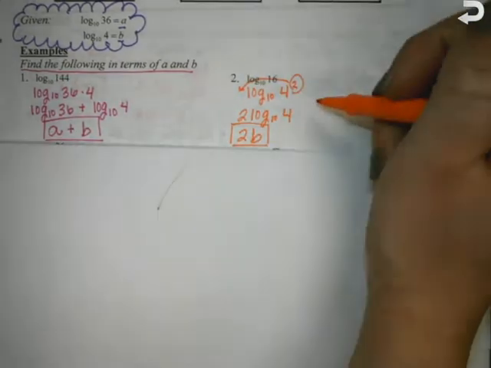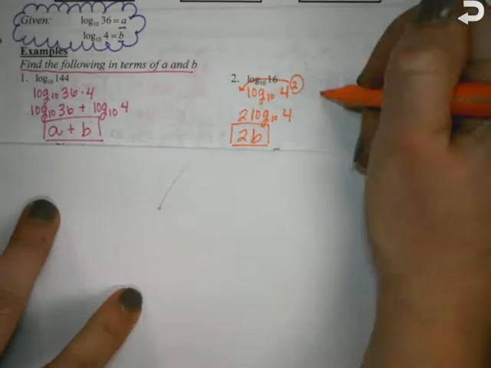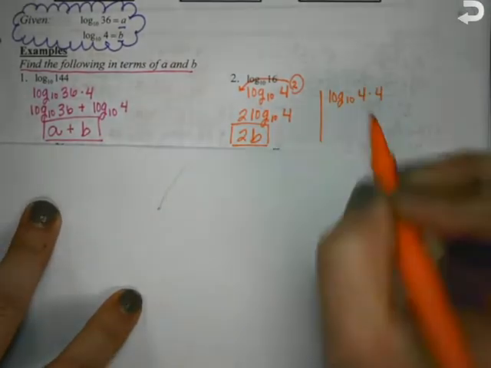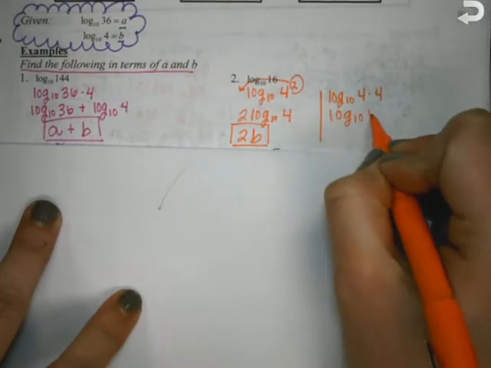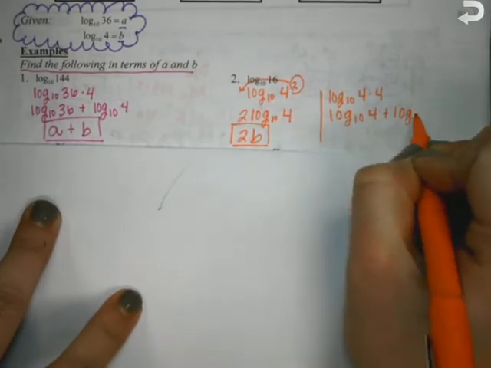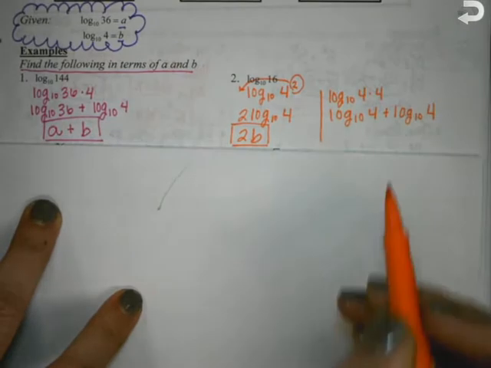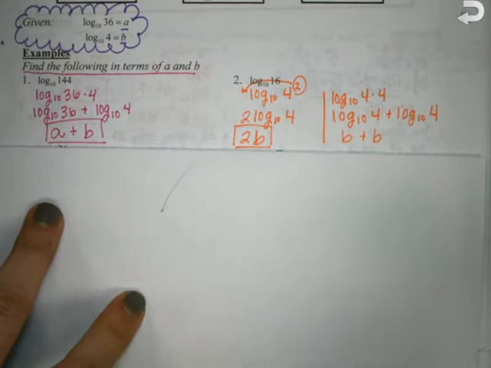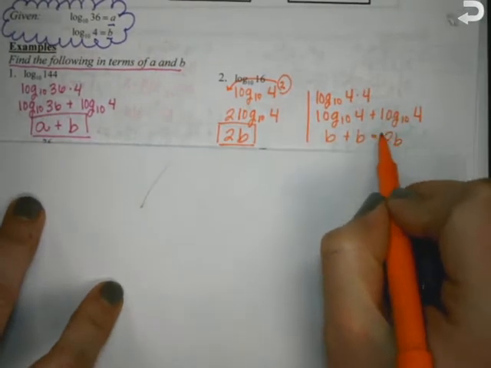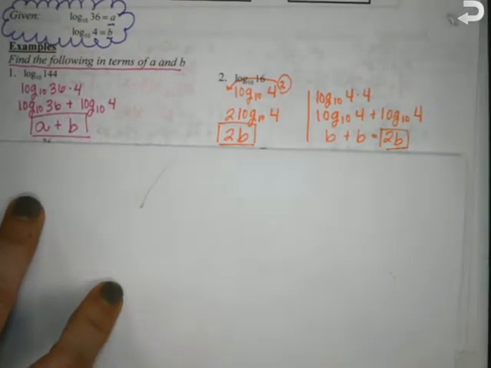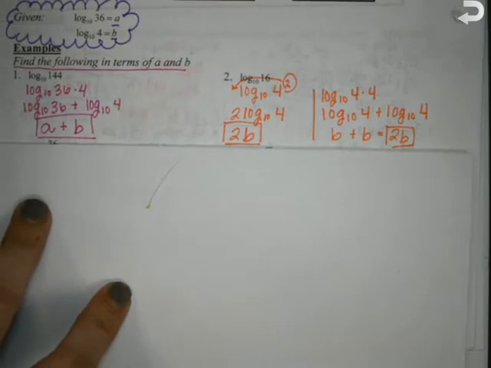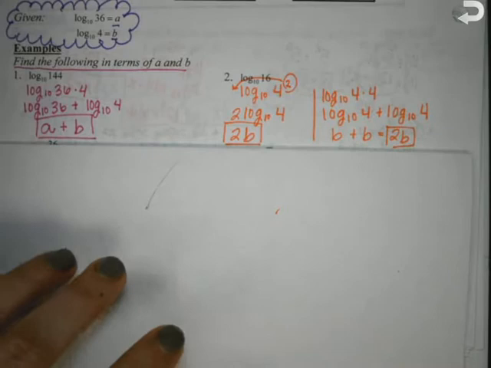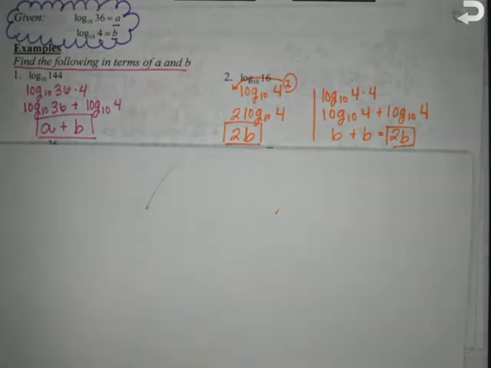Okay, so we could have also done this as log base 10 of 4 times 4, right? Which would be log base 10 of 4 plus log base 10 of 4. Log base 10 of 4 is B, so that would be B plus B, which simplifies to 2B. So you get the same answer. Okay? You can do it either way. If you write it as B plus B, it would be incorrect because you need to simplify it as much as possible. So combine like terms. Okay? Not too bad, right?